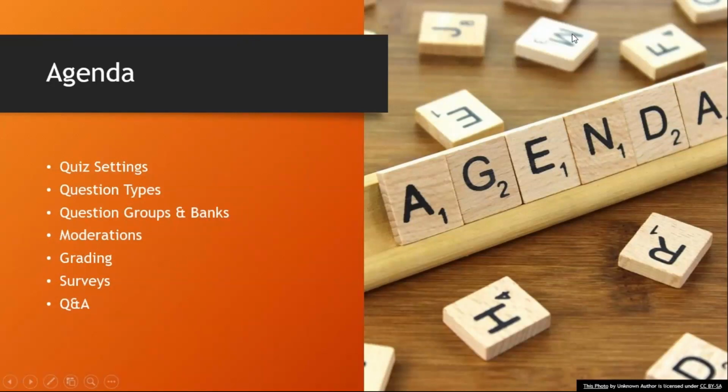So first, I'm just going to go over the basic quiz settings. Not going to spend a ton of time on that because I don't want to belabor something that a lot of people already know, but I don't want to not go over it. So we'll start there. We'll go over the different question types and how to use the tools in there to create the different types of questions. We'll look at question groups and question banks and how to use those and what they're for.